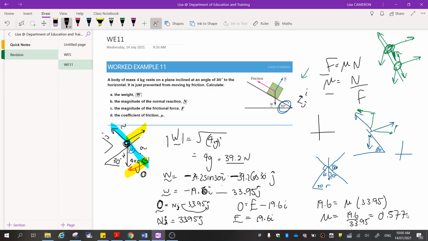That gives you 0.577. Now, it doesn't get a unit on the end. This is just like a constant. It's like a multiplier that just tells you what the coefficient of friction is. So it's a coefficient to the frictional force. Ta-da!